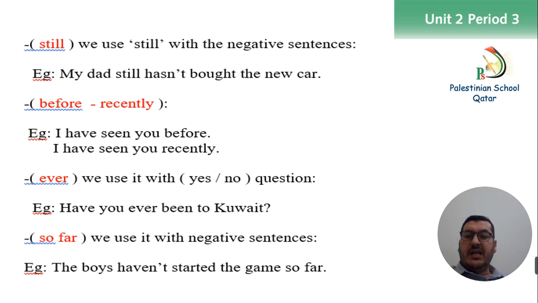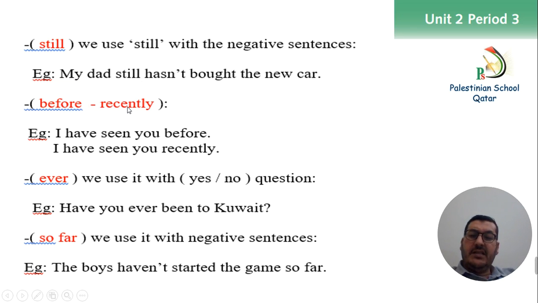Still, we use still with the negative sentence. For example, my dad still hasn't bought the car, or the new car. And be careful with still. When we use it, we have to put still before has and have, before the verb. For example, my dad still hasn't. We use still with the negative before has and have.